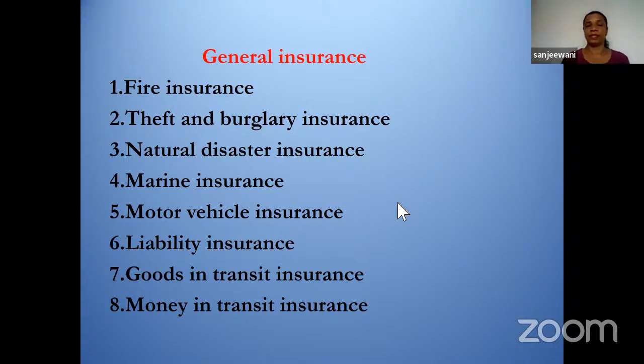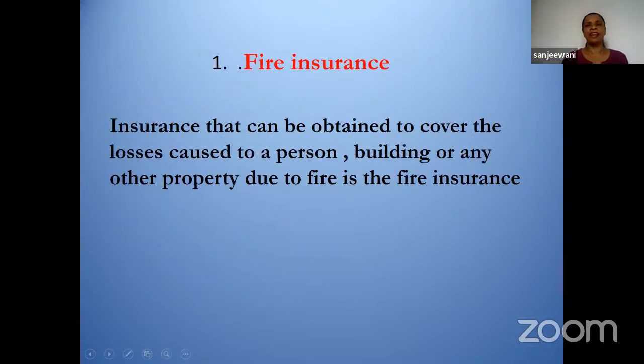Fire insurance. Now, you must have heard about fire insurance, right? Insurance that can be obtained to cover the losses caused to a person, building, or any other property due to fire is fire insurance, right? If something has happened due to fire, that comes under fire insurance. It's easy.